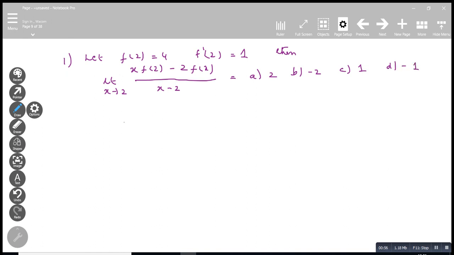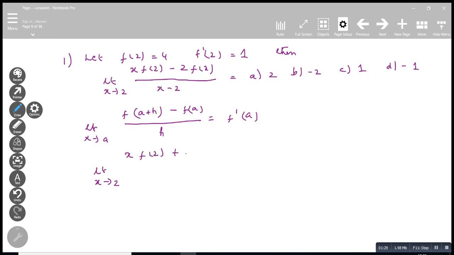Now we will make use of the differentiation definition for this. We know that limit x tending to a of (f of a plus h minus f of a) upon h is f dash of a. So in the given problem, I am going to introduce something so that I will be able to bring it to the differentiation form. So what am I going to introduce?